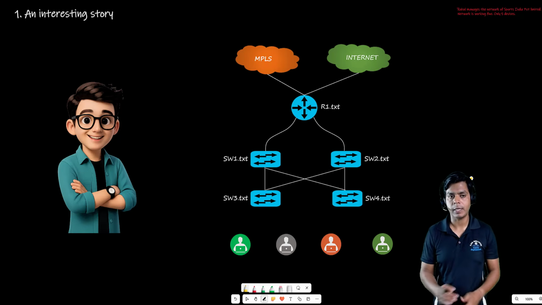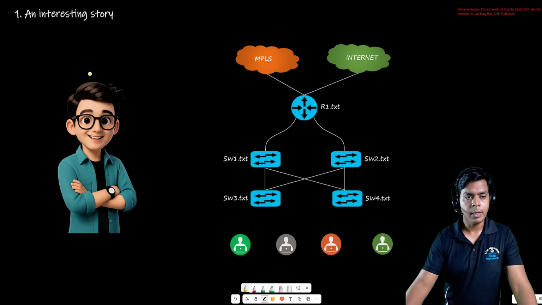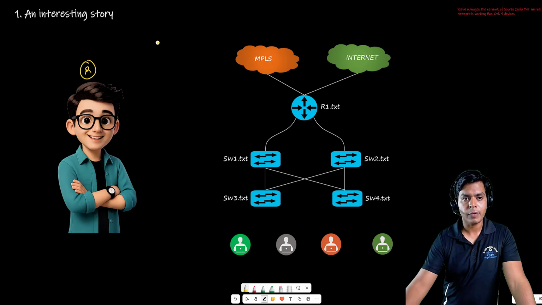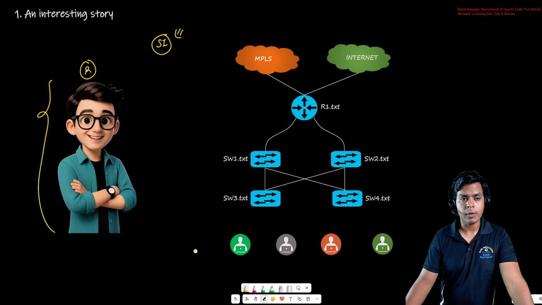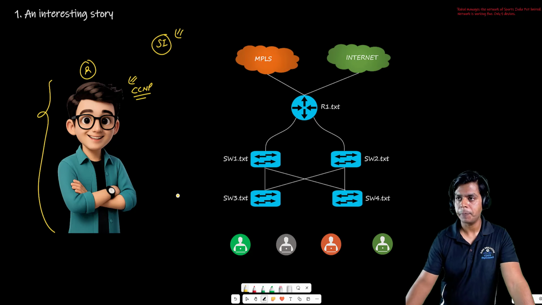Mostly I explain things with a character, and we have Mr. Rahul. Mr. Rahul is a network engineer of Sports India Private Limited. It's a small company in Pune, right? And the network engineer for this company is Mr. Rahul. You can see Rahul is very enthusiastic. He passed his CCNP in the first attempt. Very organized guy, right?